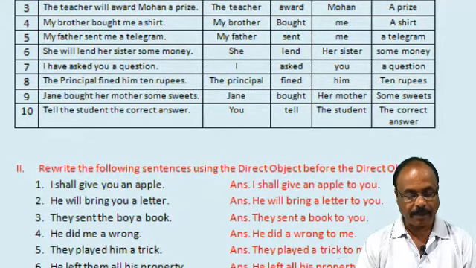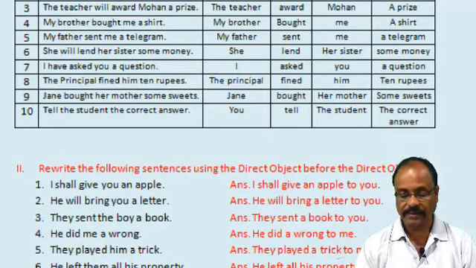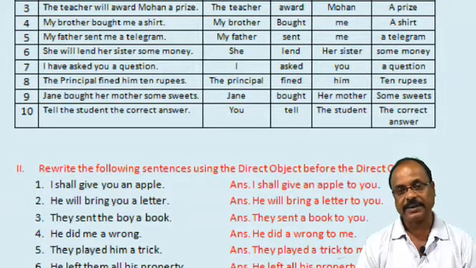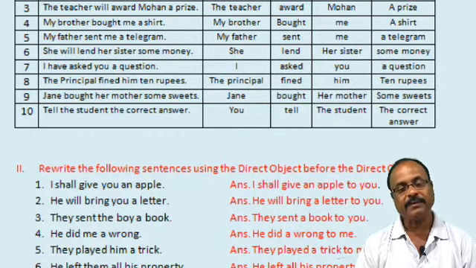Question number 8. The principal fined him 10 rupees. Here, the subject is the principal and fined is the verb. And him has been used as indirect object. And 10 rupees is direct object. Then question number 9. Jane bought her mother some sweets. Jane is the subject, bought is the verb, her mother is the indirect object, and some sweets has been used as the direct object.